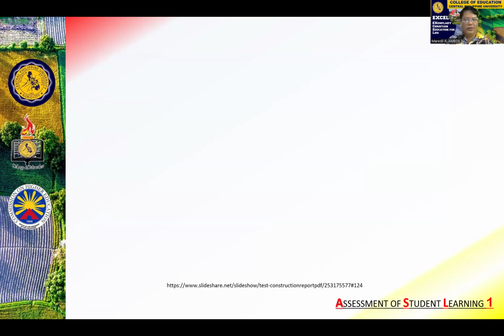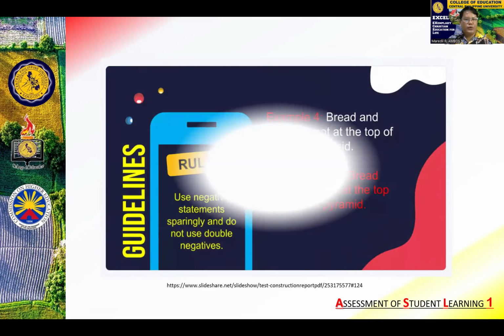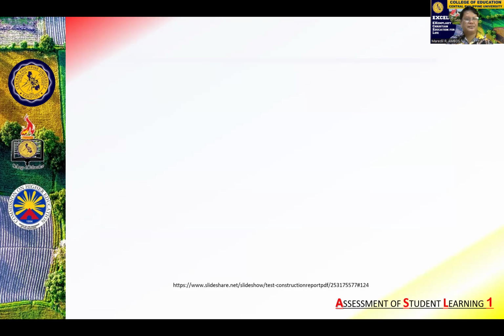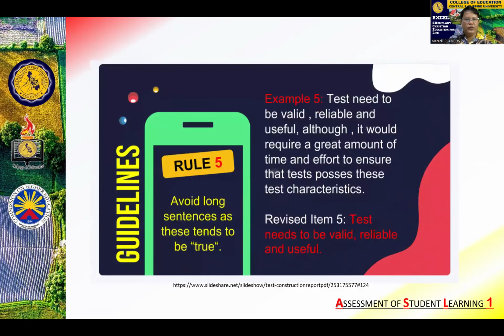For rule number 4, use negative statements sparingly and do not use double negatives. For example, "Bread and grain are not at the top of the food pyramid." If we're going to revise it: "Bread and grains are at the top of the food pyramid." Because there are no double negatives. We need not use double negatives.